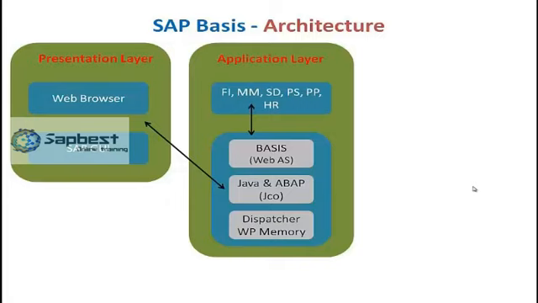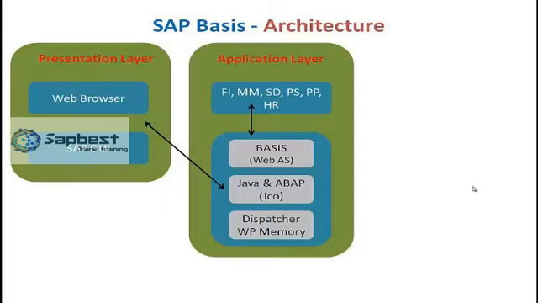Suppose I have two clients, say 800 and 900, and I have a user created in client 800. That user cannot log in to client 900 unless he or she is created in 900. Same with material codes and other things. Those are client-specific data. So I can create company codes, chart of accounts, and so on for one particular client.